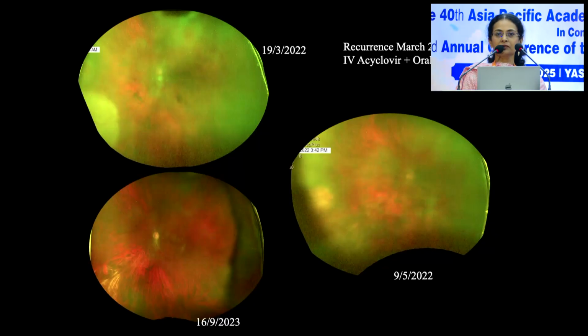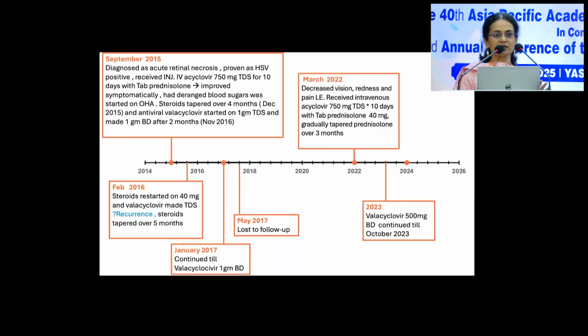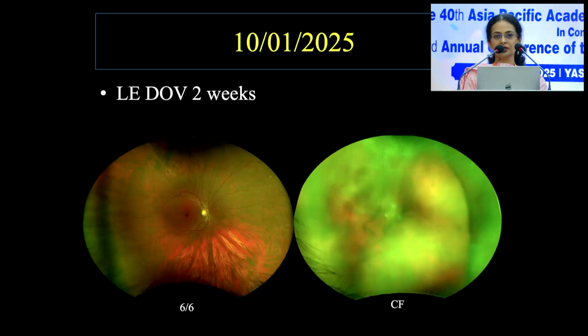We started him again on IV acyclovir, gave it for 2 weeks with oral steroids. He did fine till September 2023, when he was again put on a maintenance dose. So this was basically the flow: September 2015, 2016, then recurrence in March 2022, and in 2023 he was fine on maintenance dose. This year again we saw him in January.